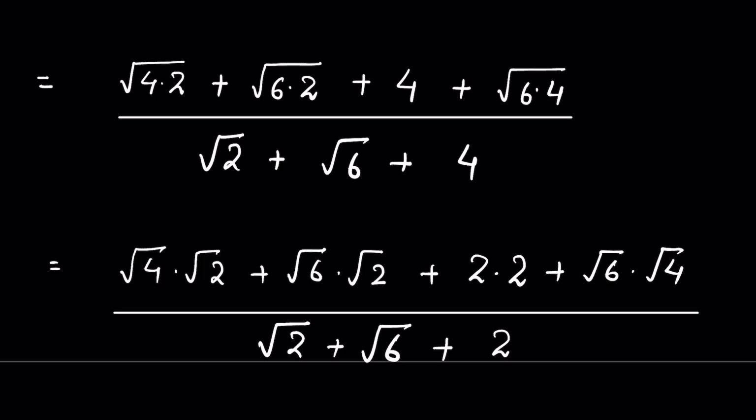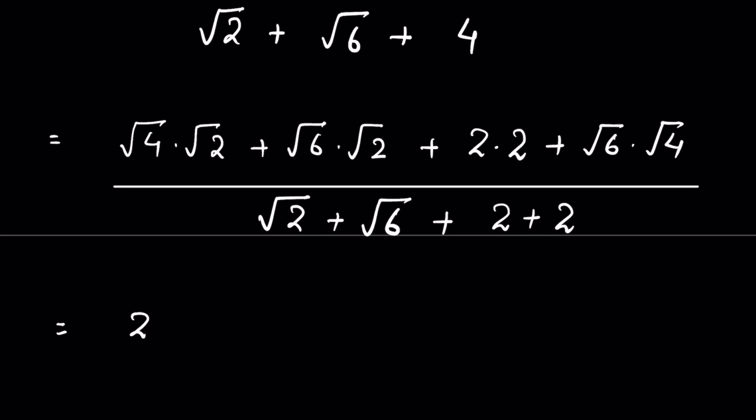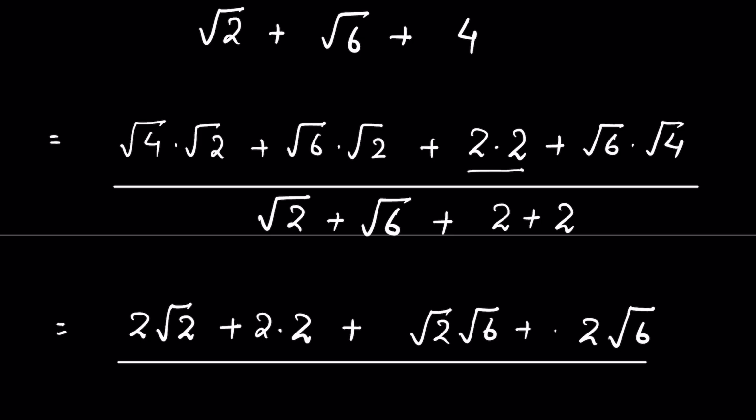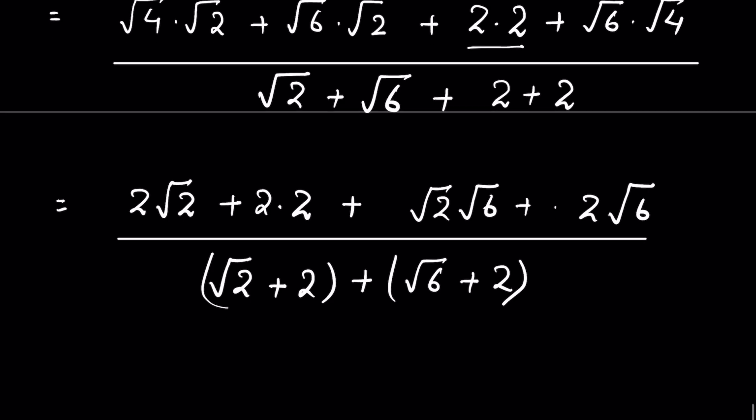Again we can write 4 as 2 plus 2, because 4 is 2 times 2, as well as 2 plus 2. Now square root of 4 is 2, so we can write it with this 2 times square root of 2. So we are just rearranging it and not changing the question. Plus square root of 2 times square root of 6 plus square root of 4, which is 2, so 2 times square root of 6. Upon this we also can write square root of 2 plus 2 plus square root of 6 plus 2 like this together.